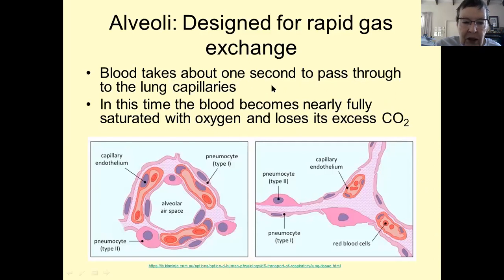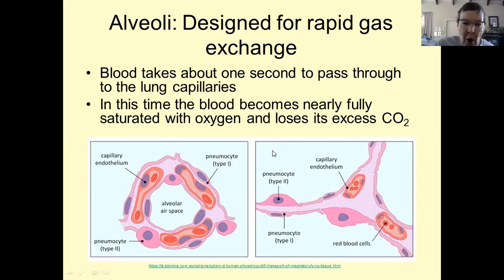If you have a look at this, then the air passes into the alveoli. So it would go into this alveolar space. This is enlarged. And it takes about 1 second to pass through for gaseous exchange to occur. So for oxygen to go from the alveolar airspace through the squamous epithelium layer of the alveolus, through the squamous epithelium layer of the blood capillary, into the blood, it takes approximately 1 second.